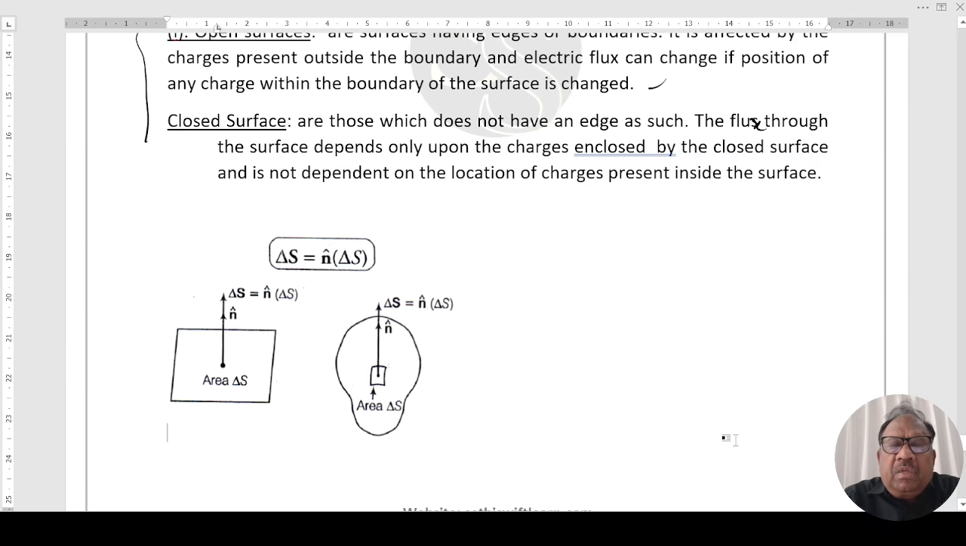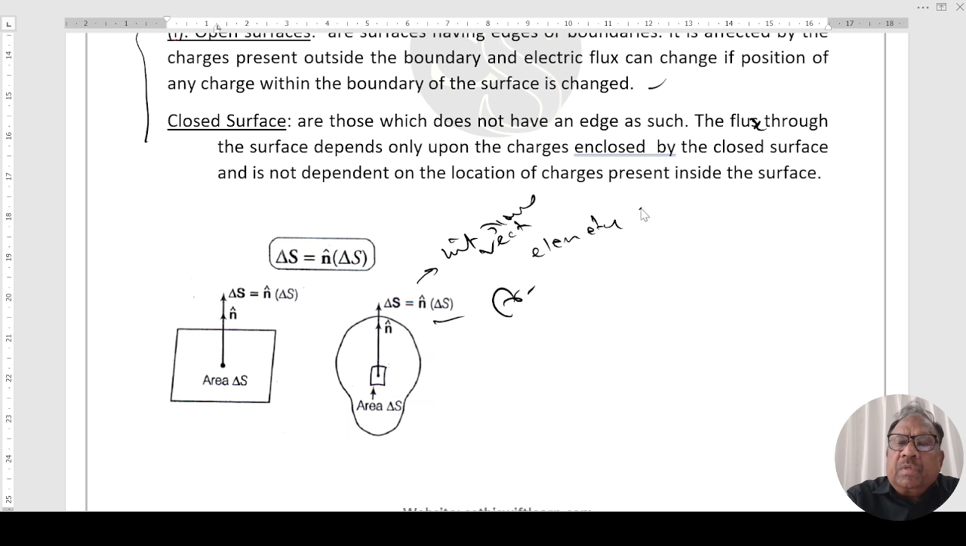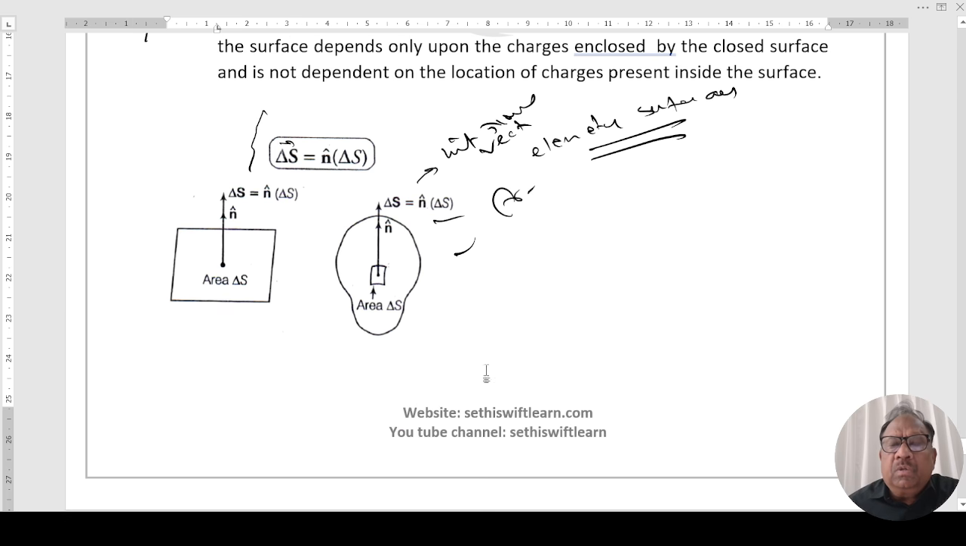And the area vector is given like this. n is the unit normal vector. Vector dS is the elementary surface area. This one is spherical, right? And this is the area vector, equal to the elementary area into the unit vector perpendicular to it. That is the surface area, right? Now second part.